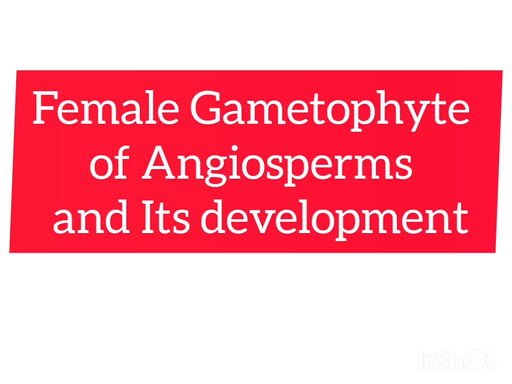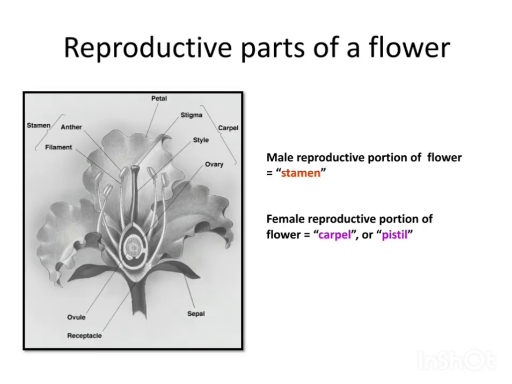In this video we will discuss the female gametophyte of angiosperms and its development. At first, the male reproductive part is called androecium and the individual unit of it is called stamen, and the female reproductive part of a flower is called gynoecium and the individual unit of the gynoecium is called carpel.